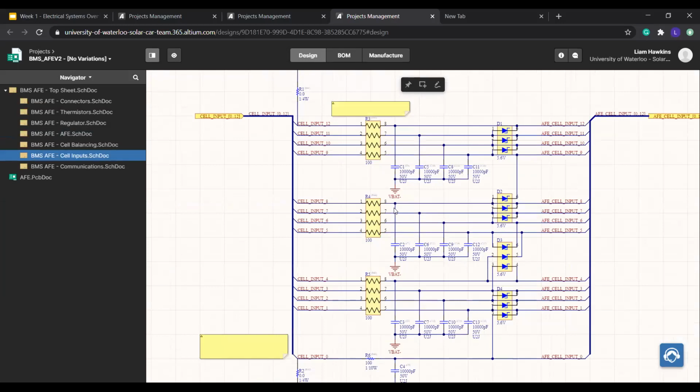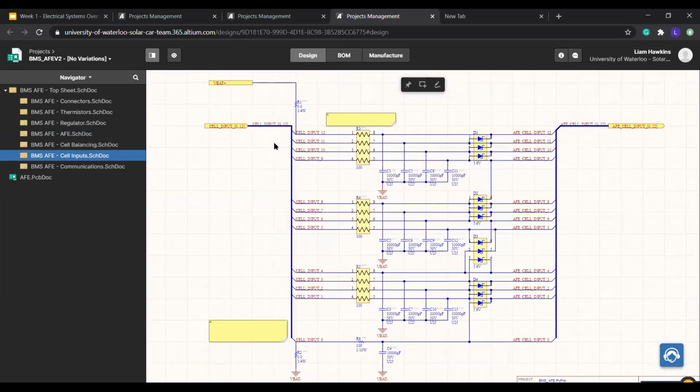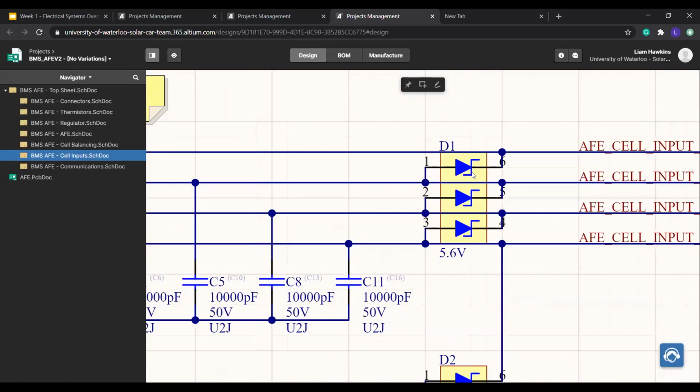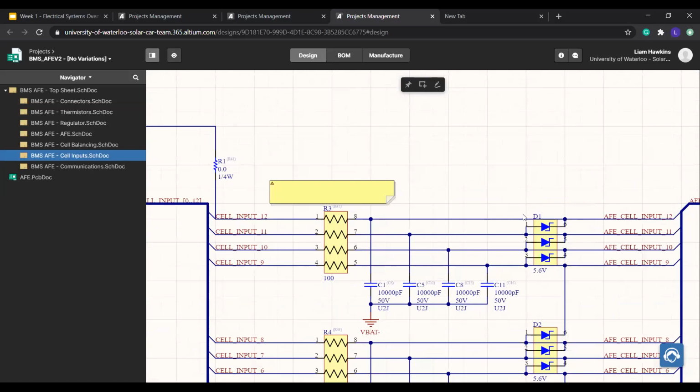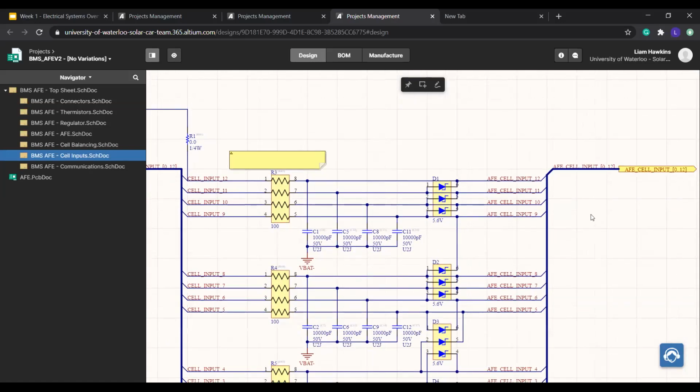So the cell inputs are fairly straightforward. There are voltage taps that are connected to the cells that are then fused on another board. There's a small connector board on each of the battery modules. And then that is passed to a low pass RC filter here. And then there are diodes to protect for overvoltage cases. So these are Zener diodes. So when 5.6 volts is exceeded, then it will act like a short circuit across the cell. And so this will just prevent the LTC6811 from being damaged by any high voltage transients that might be present on the cell inputs.